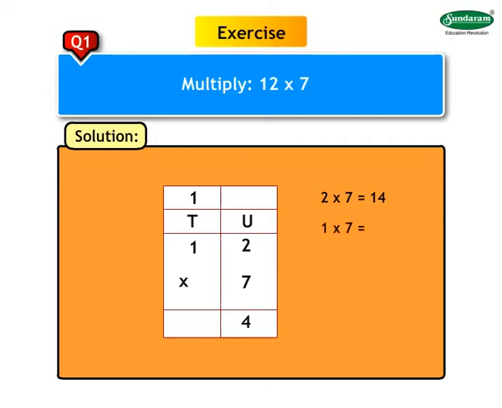1 seven is 7. Thus, after adding the product 7 tens to the carried over 1, we get 8 tens. Hence, we will write 8 in the tens place of the product. So, the product is 84. Hence, 12 multiplied by 7 is 84.